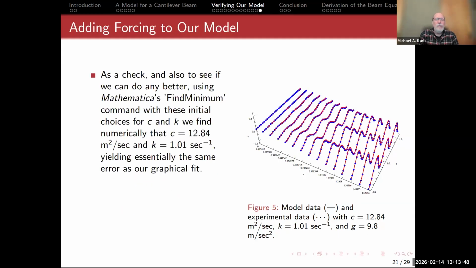And as a check to see if we can do any better, we use Mathematica's FindMinimum command with these initial choices for C and K. So we find numerically that with 12.84 meters squared per second for C and K equals 1.01 inverse seconds, we get essentially the same error as our graphical fit. And this is a graph. For each of the 15 tape marks, we're looking at the blue dots, that's the measured data, and comparing it to the red curves, which is our model. And again, I'm amazed at how good this is. It's very pleasing with the result we're getting here.